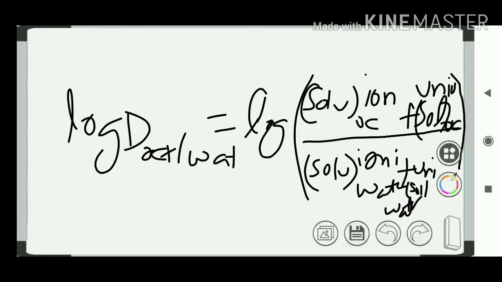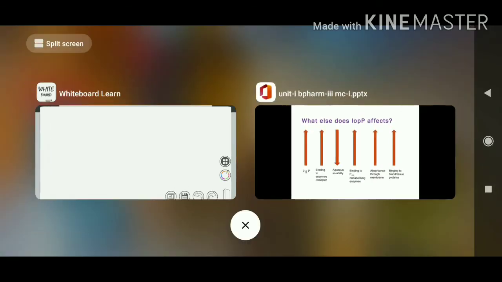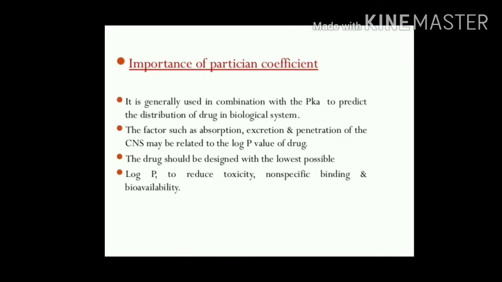So this is about the partition coefficient. What is the need to see the partition coefficient? Its importance is that it is generally used in combination with the pKa to predict the distribution of drugs in biological systems. Factors such as absorption, excretion and penetration of the CNS may be related to the log P value of the drug. The drug should be designed with the lowest possible log P to reduce toxicity, non-specific binding and bioavailability issues. So these are the importance of the partition coefficient.